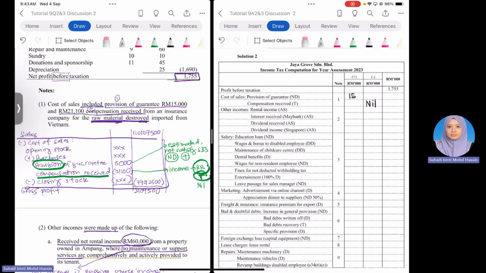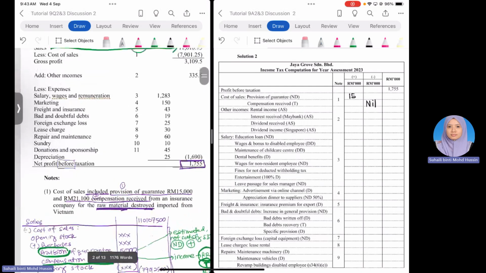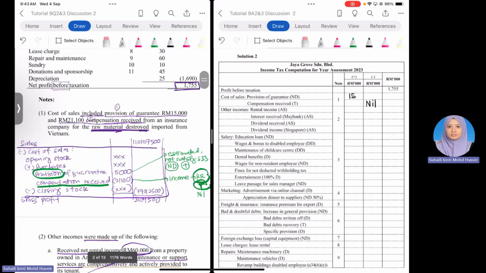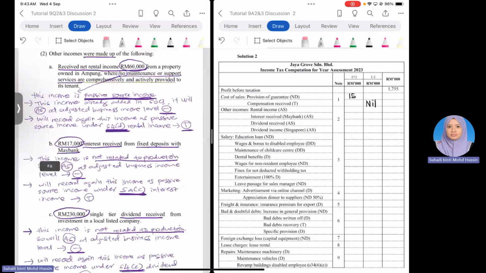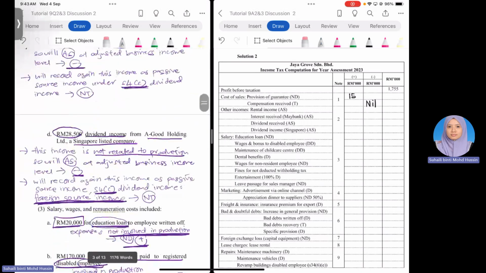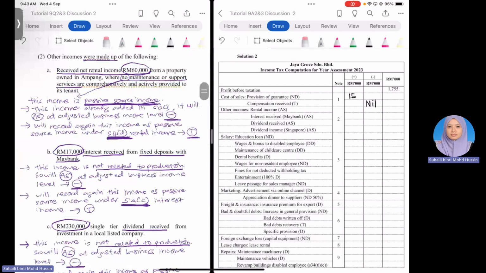Right, that is the first item listed in the notes to the account. Now we go to the second. The second note to the account is other income. The company already added in the SOCI an amount of 335,500 ringgit. So we see the detail of what the company includes under the total other income. The company has 4 items under other income: 2A, 2B, 2C, and 2D.